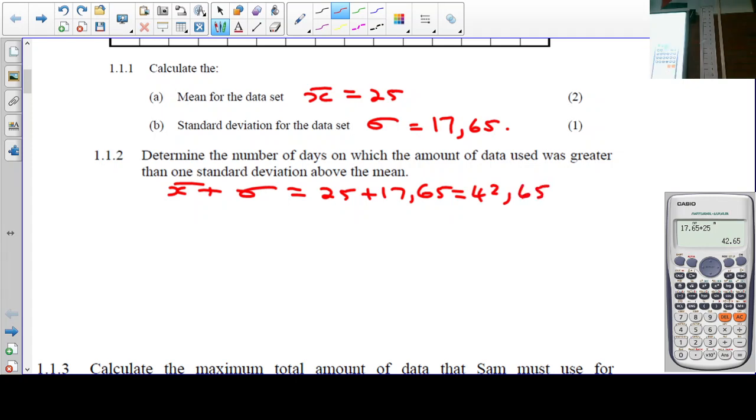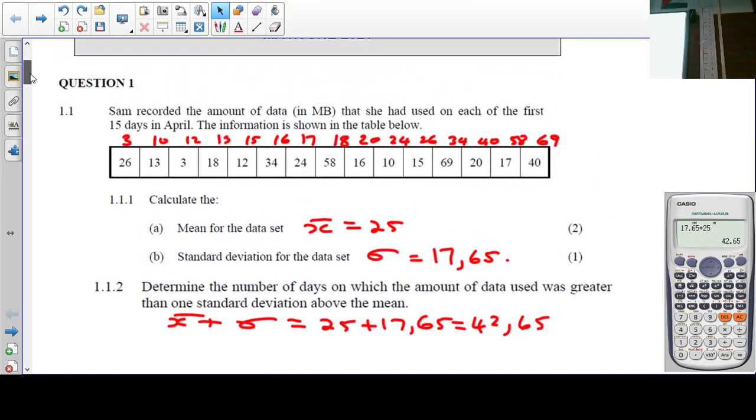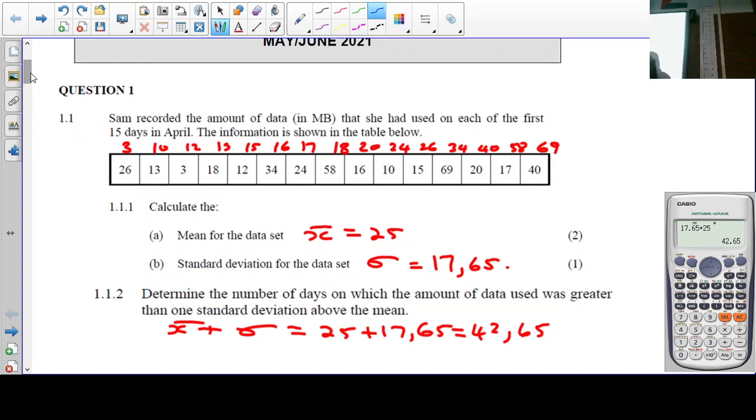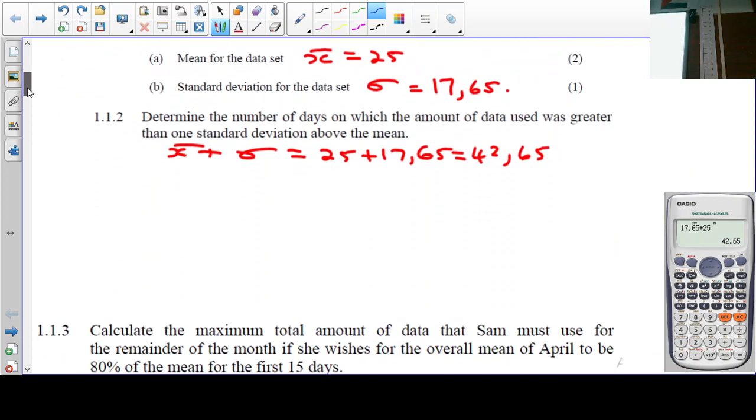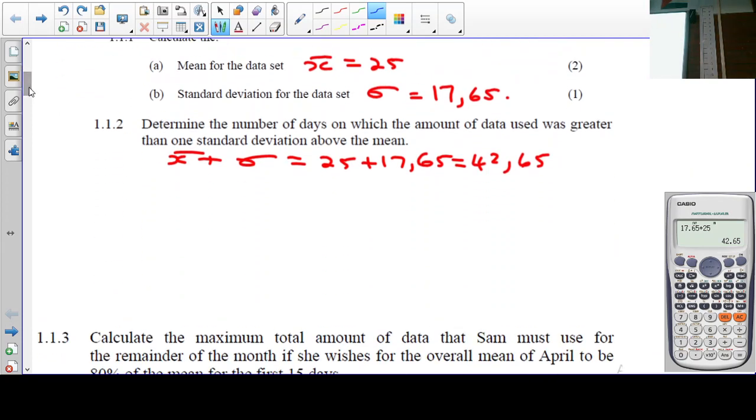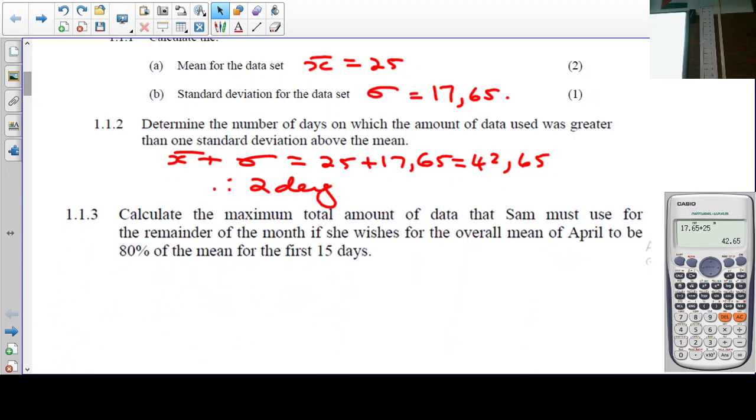Okay. So we must count how many values are above that value. If you have this in ascending order, 40 is below, whilst 58 and 69 are above. So to answer the question, which says determine the number of days on which... So how many days? Therefore, 2 days is above one standard deviation of the mean. Okay, that's fairly simple.